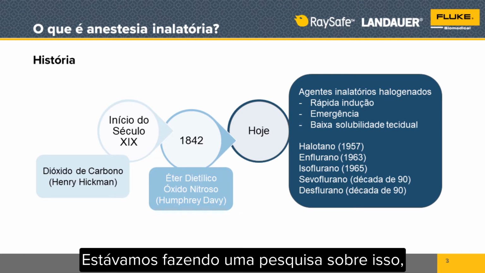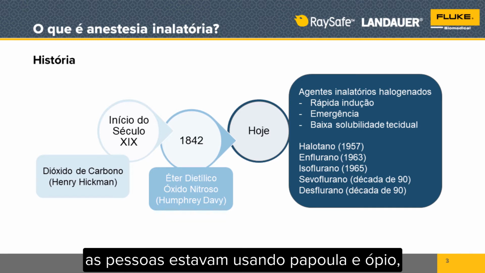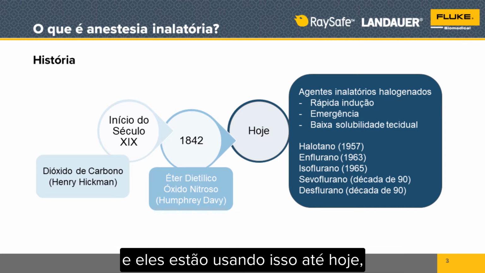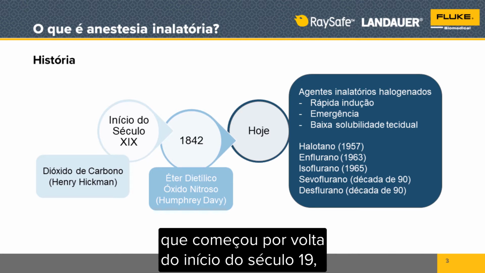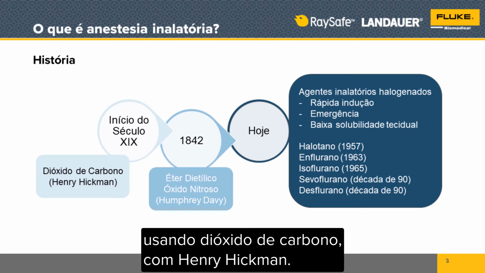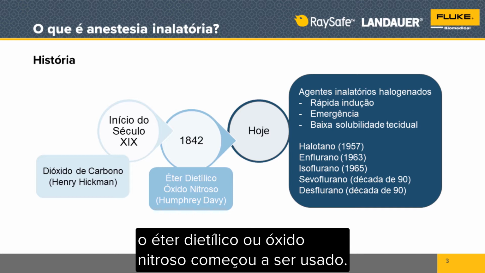So we were doing some research on this, and I found that as far back as 4000 BC, people were using poppy and opium, and they're still using that today in some parts of the world. However, when we start to look at inhalational anesthesia, that started around the early 19th century using carbon dioxide with Henry Hickman. And when we moved into the mid-1800s, diethyl ether or nitric oxide started to be used.